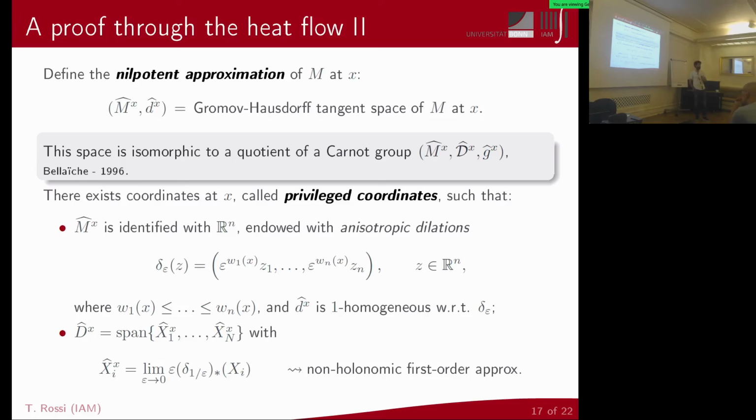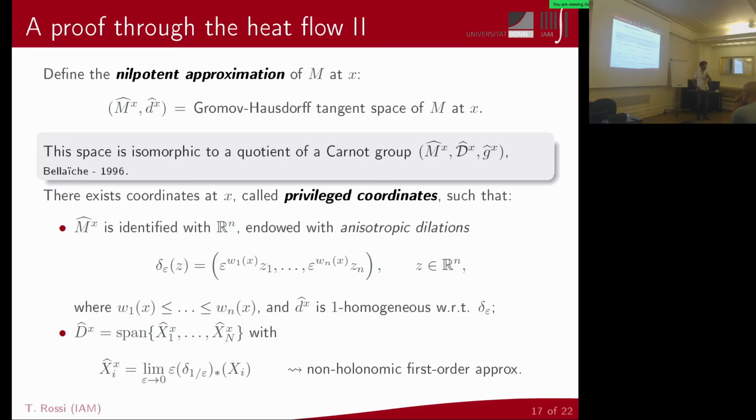So the main point is that there exist privileged coordinates thanks to which we can identify our nilpotent approximation with a special nilpotent group, so we can identify the base manifold with R^n, and in particular, in this base manifold, the distance function of our sub-Riemannian structure will be one-homogeneous with respect to these anisotropic dilations. So, without giving the definition of these so-called sub-Riemannian weights, what you need to think is that in the Riemannian setting, these are all equal to 1, and in the sub-Riemannian setting, this depends on the flag of the distribution.